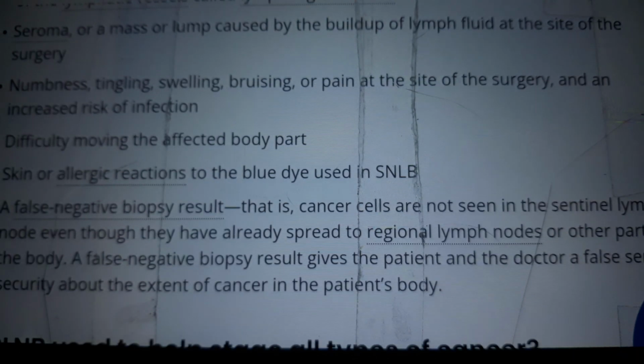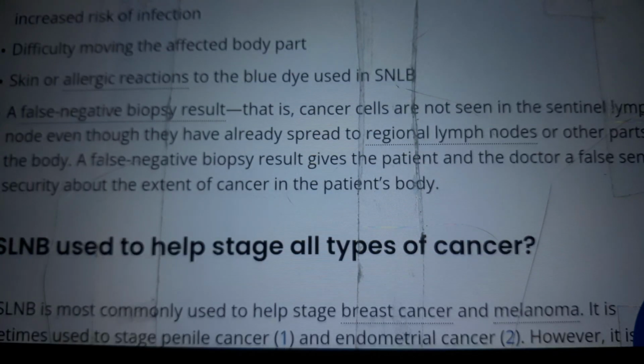Other possible harms include seroma, or a mass or lump caused by the buildup of lymph fluid at the site of surgery. Numbness, tingling, swelling, bruising, or pain at the site of the surgery, and an increased risk of infection. Difficulty moving the affected body parts, skin or allergic reactions to the blue dye used in SLNB. A false negative biopsy result, that is, cancer cells are not seen in the sentinel lymph nodes, even though they have already spread to regional lymph nodes or other parts of the body.